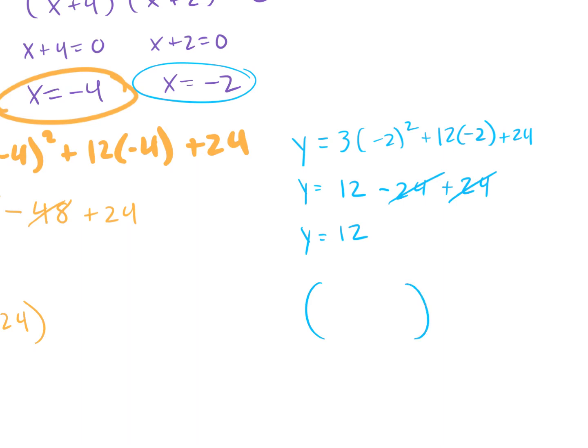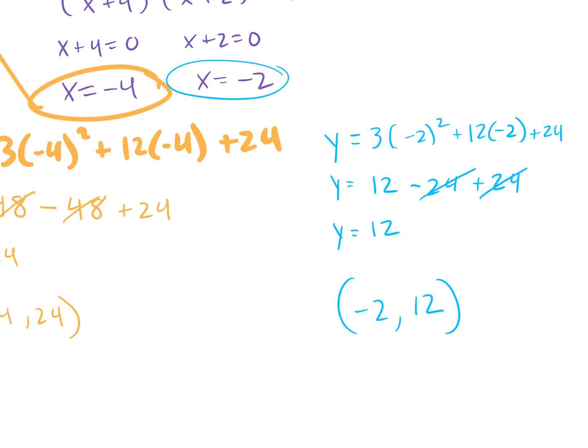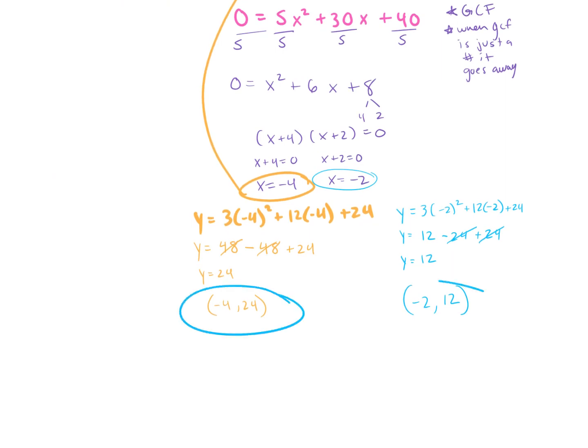What would my final answer here be? Negative 2 comma 12. Awesome. So these are my two solutions.